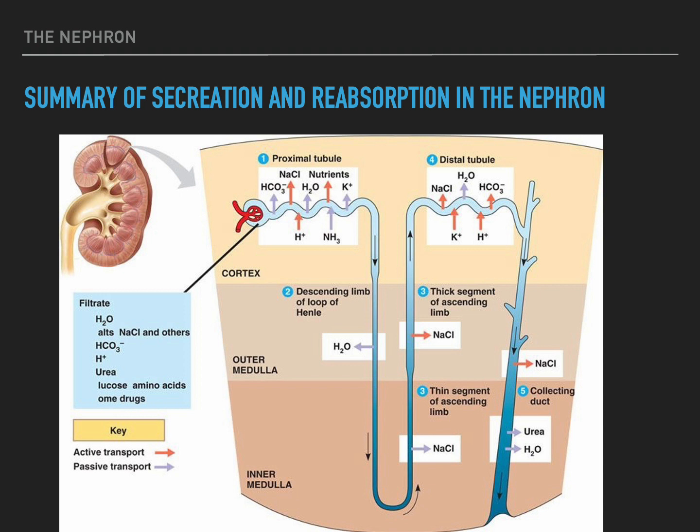Next, the descending loop of Henle is primarily reabsorbing water. The ascending loop of Henle is primarily reabsorbing sodium. The distal convoluted tubule is doing the fine-tuning under the direction of aldosterone, involved in the secretion of potassium and hydrogen, and the reabsorbing of sodium and water. And lastly, the collecting duct, which is reabsorbing water under the direction of antidiuretic hormone.